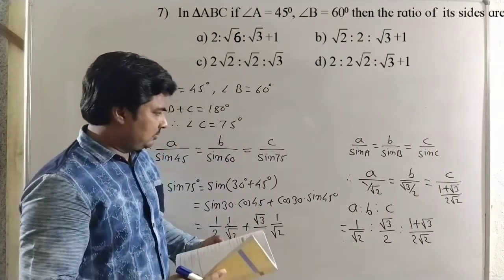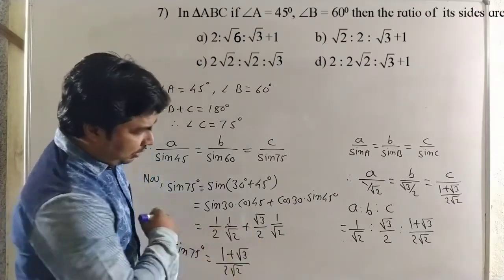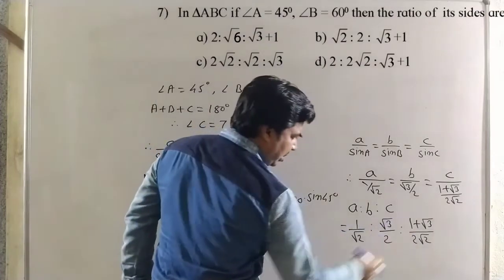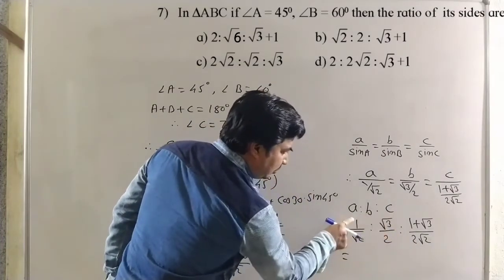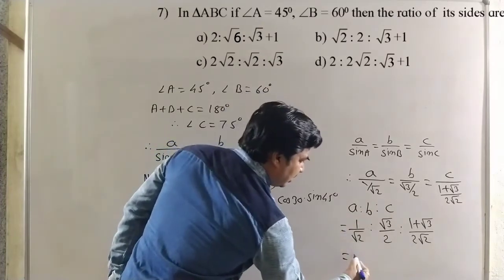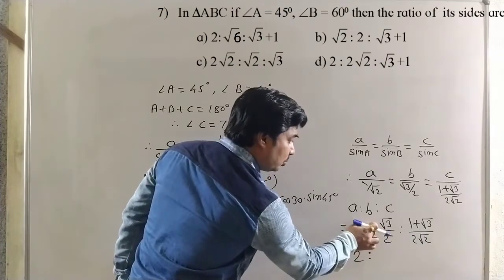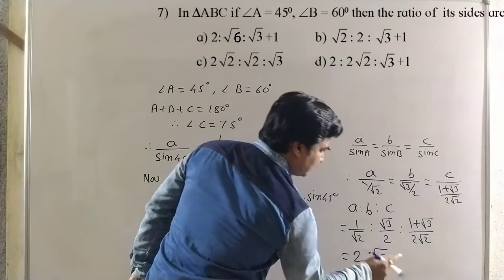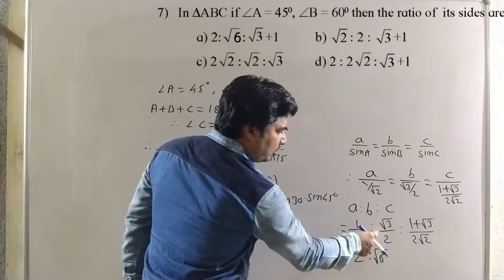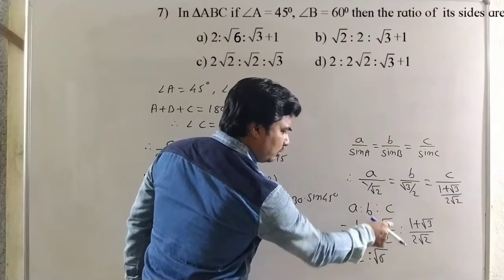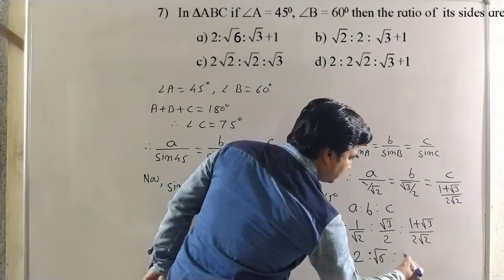But this ratio is not given in the options, so here we multiply all these three by 2 root 2. When we multiply a is to b is to c by 2 root 2, here we get 2. When we multiply 1 by root 2 by 2 root 2, root 2 cancels and we get 2. Root 3 by 2 times 2 root 2, the 2s get cancelled, root 2 into root 3 is root 6. And multiplying 1 plus under root 3 upon 2 root 2 by 2 root 2, the 2 root 2 cancels, leaving 1 plus under root 3.